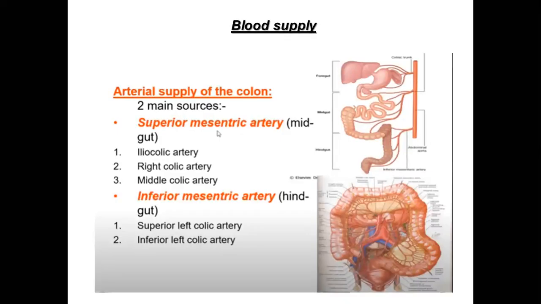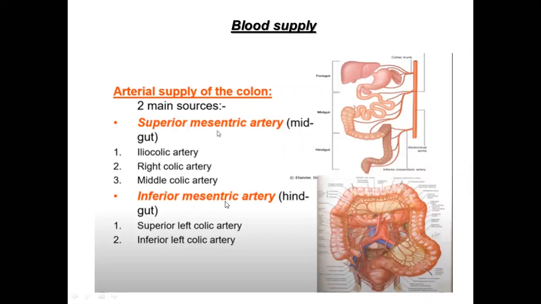Now, coming to the blood supply of the large intestine or the colon, the colon is supplied by two main arteries. One of them is the superior mesenteric artery, which is the main supply of the midgut. And we have the inferior mesenteric artery, which is supplying the hindgut. The midgut and the hindgut we are going to study when we do embryology. Now, the superior mesenteric artery has three branches: the ileocolic artery, the right colic artery, and the middle colic artery.